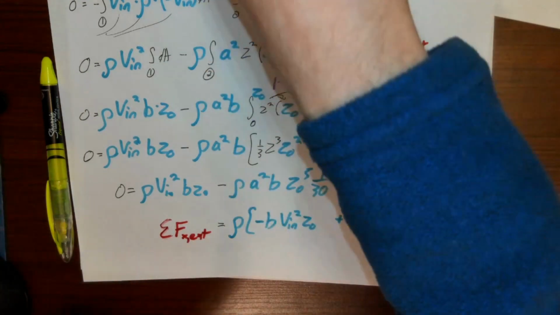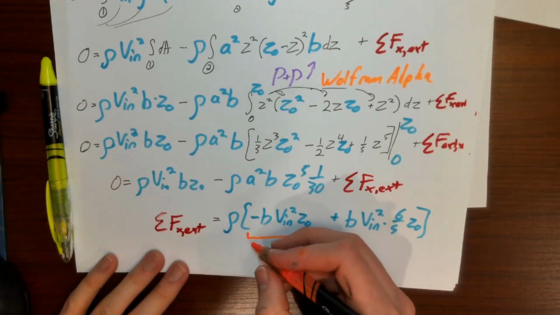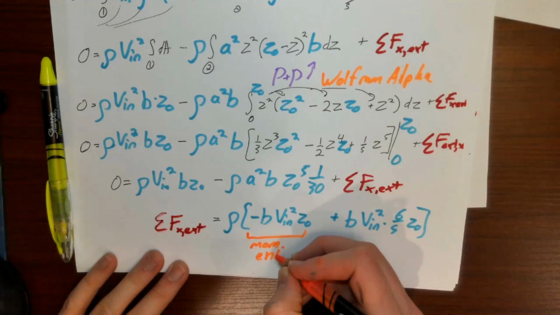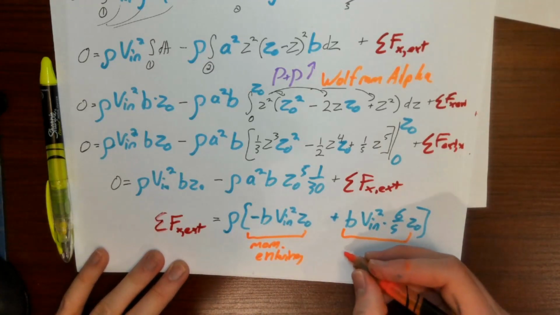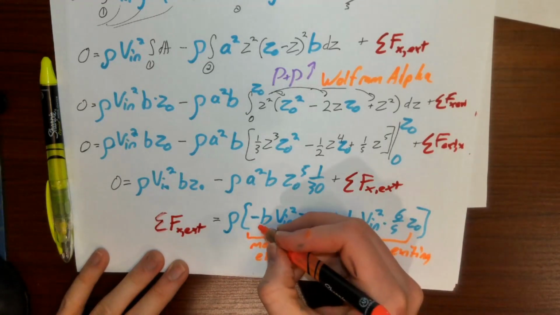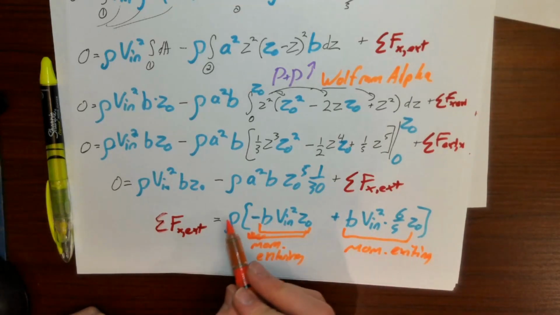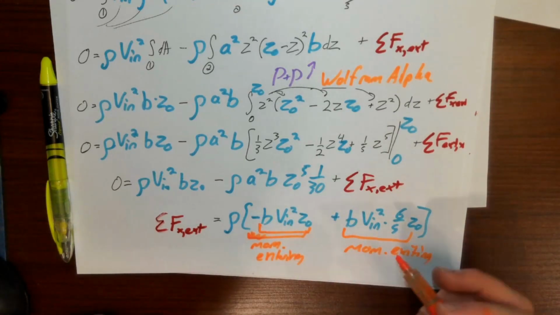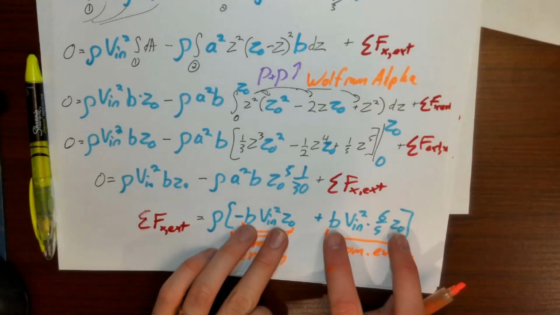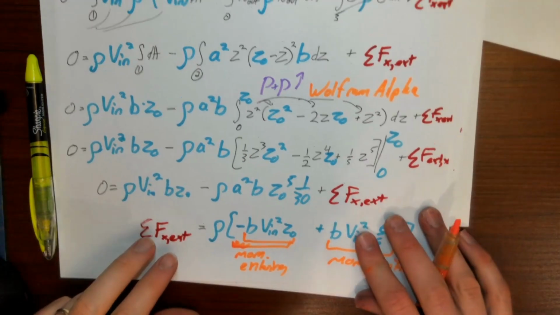So if in a sense you look at this first term, this is the momentum entering, and this is the momentum exiting, or strictly speaking, it's just these terms here. That's the momentum entering if you distribute rho. So interestingly enough, these two terms look pretty similar to one another. They basically have a b vn squared z naught, but the exiting term has this 6/5.